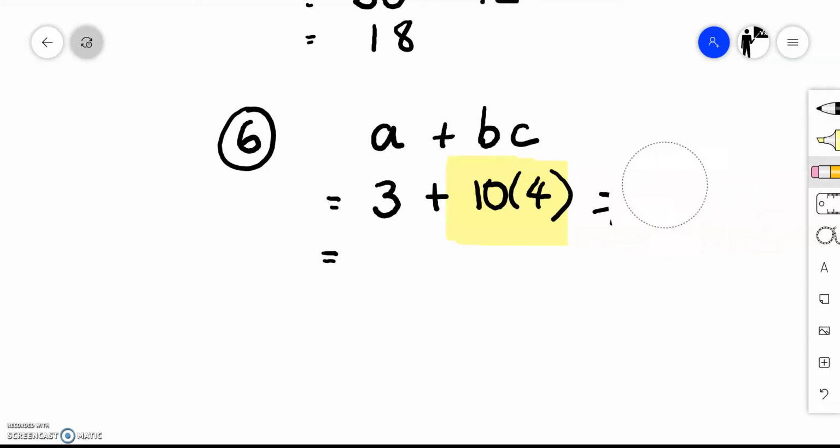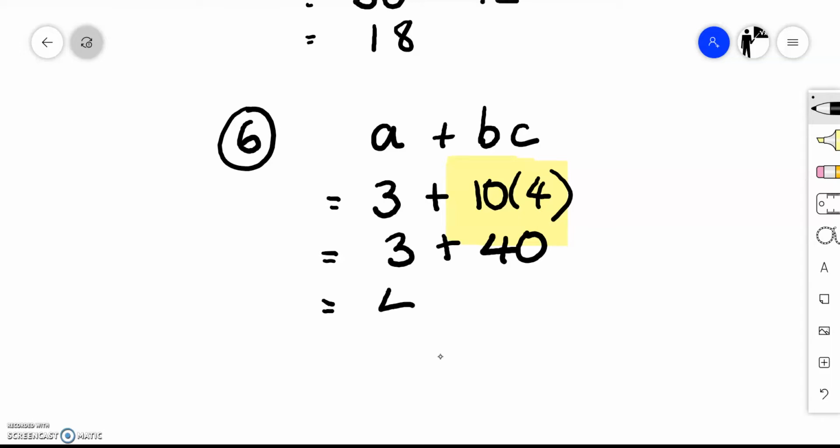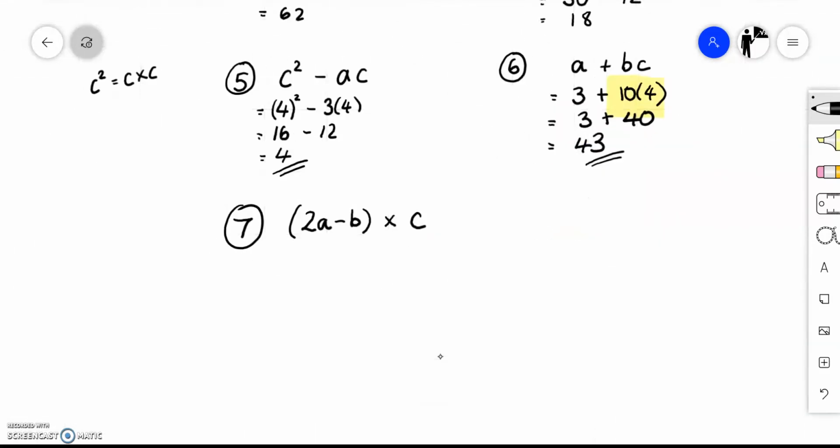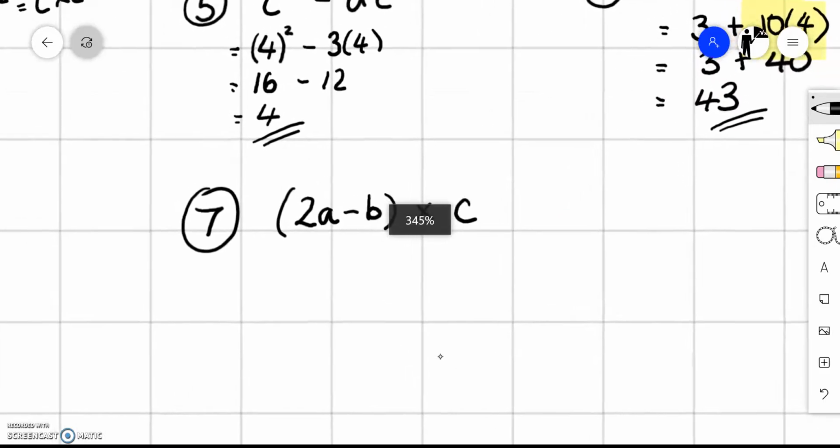So 10 lots of 4 is 40. We'll write that directly underneath. And we're doing 3 plus 40. 3 plus 40 is 43. And we'll get one final example. 2a minus b, that's in a bracket, multiplied by c.